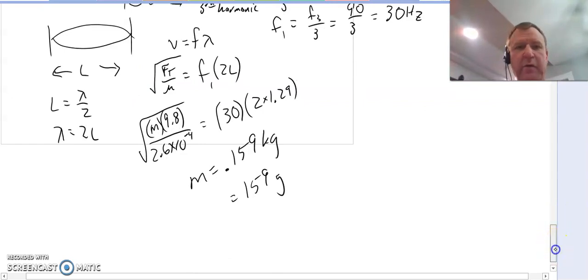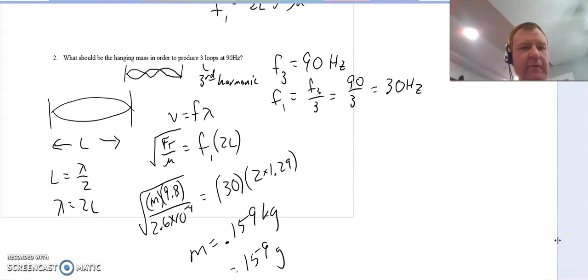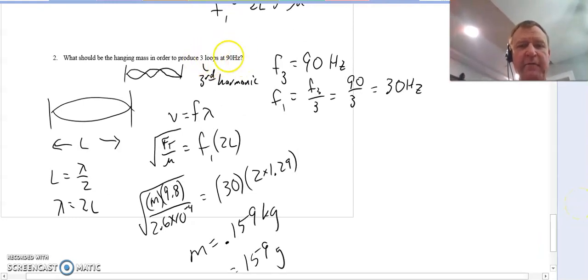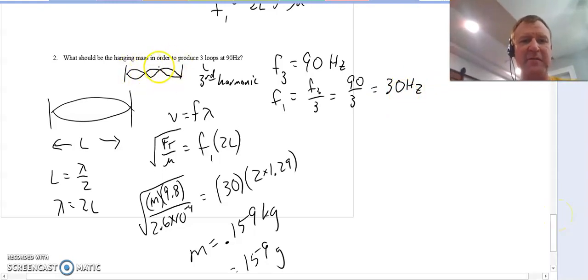I would highly recommend you just always work off of the first harmonic. But keep in mind, if you have something other than the first harmonic, you want to get that to the first harmonic. That's what we did here. It's always consistent, and you won't have to worry about drawing a disaster like that.